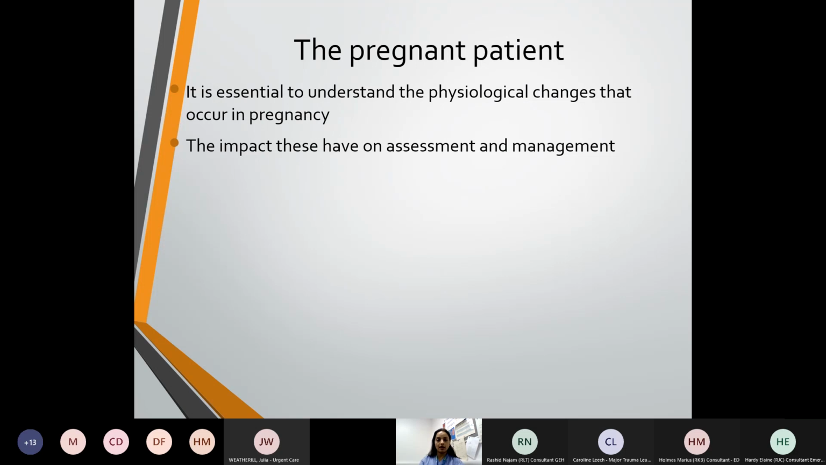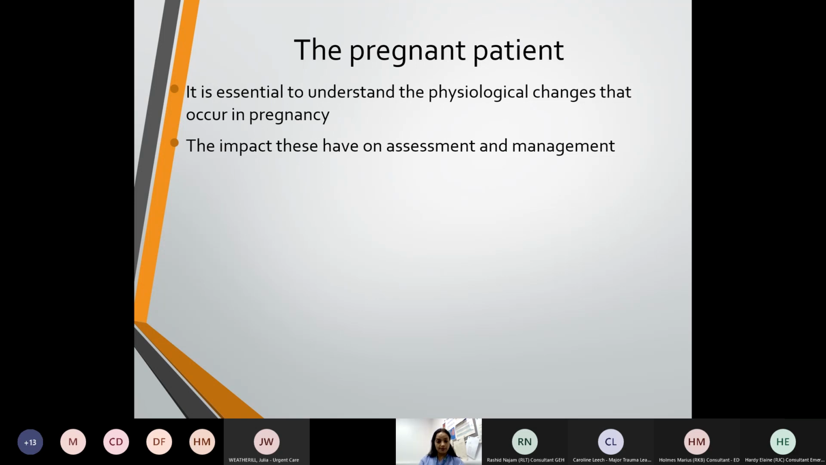When we are talking about a pregnant patient, we would normally never call a patient in our department a patient. We would only call her a woman. But obviously, we are talking about a trauma, and hence we would refer to the pregnant mother as a pregnant patient. So what is important here is to understand the physiological changes that happen in a normal pregnancy.